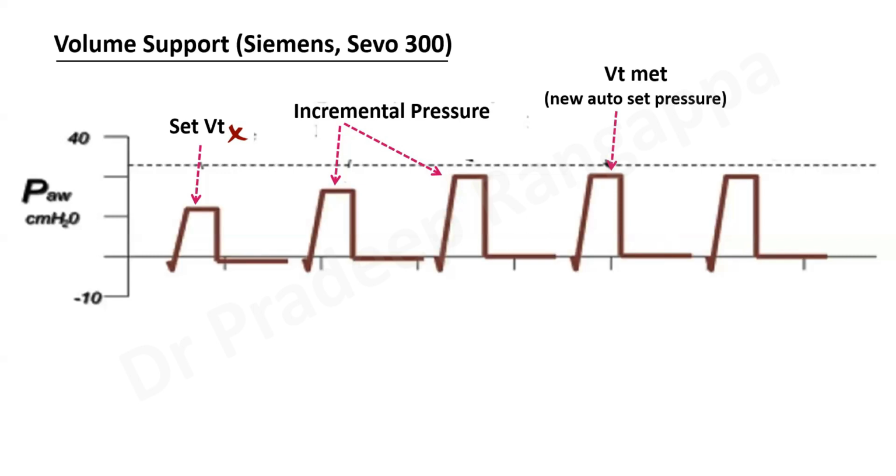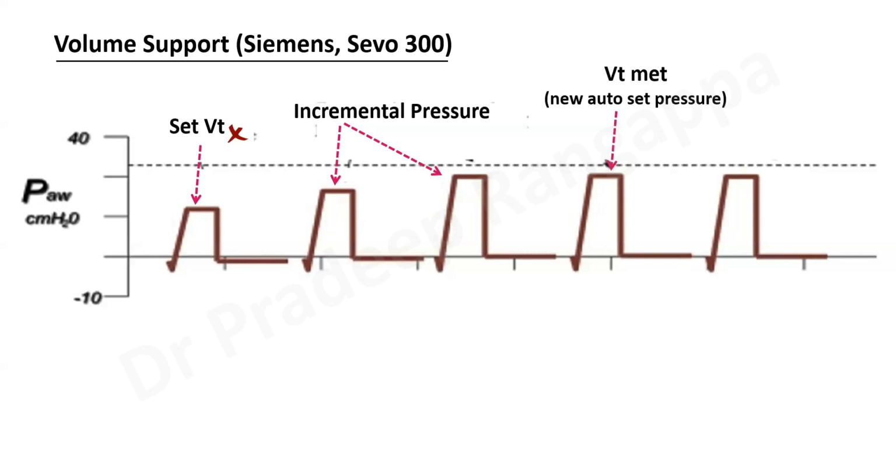It sets that as a new auto set pressure and it limits this. So basically, to achieve that target, whatever pressure is needed, it automatically increments and then recognizes that as the set pressure to achieve that set tidal volume at that particular point of time. And then it keeps reassessing subsequent breaths. That is how intelligent the newer advanced modes are.